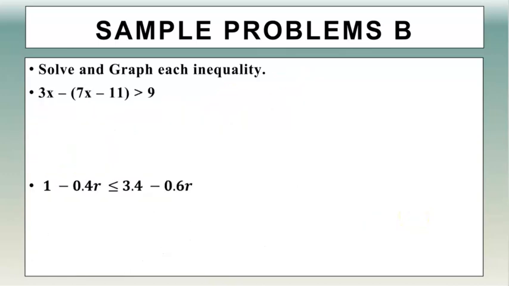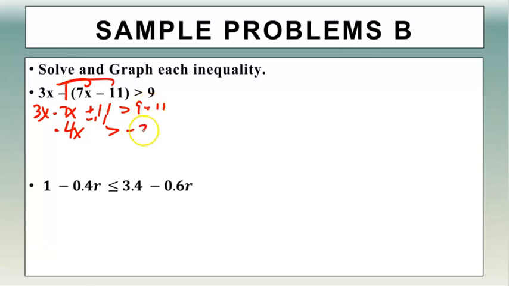Next, here there's really a -1 in front. So if I distribute that, that's going to be 3x minus 7x plus 11. Because remember, -1 times the -11 is positive 11. It has to be greater than 9. So combine like terms, that's -4x. I want to subtract 11 on both sides. That means it's going to be greater than -2.